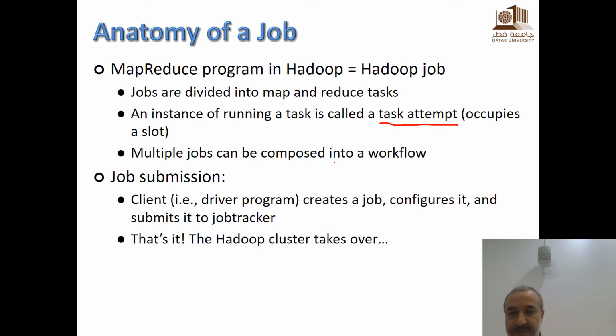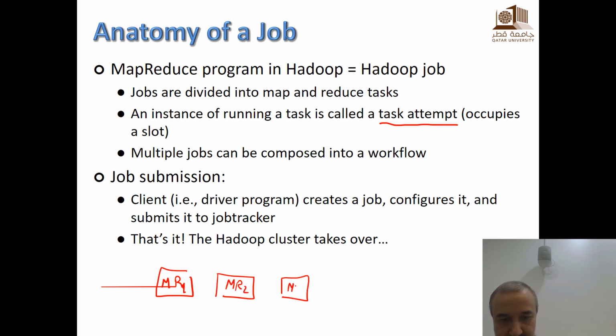If you have a job that is like that. Okay. So this is MapReduce 1. This is MapReduce 2. This is MapReduce 3. This is the initial input. The output of the first one would be the input to the second one. The output of the second one would be the input to the third one, and then this is the final output.